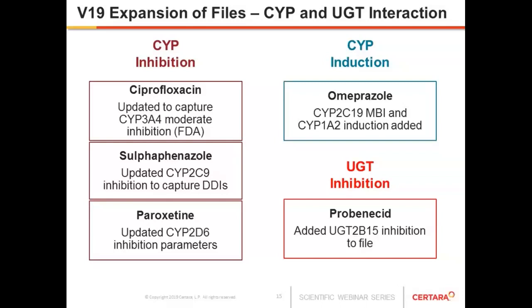On the other side of the slide, you see we've updated omeprazole both to include additional mechanism-based inhibition parameters for CYP2C19, but also adding in induction capabilities with CYP1A2. The other file on here is probenecid, which we've added some UGT2B15 inhibition parameters to fully capture the clinical DDIs that are observed with this compound.